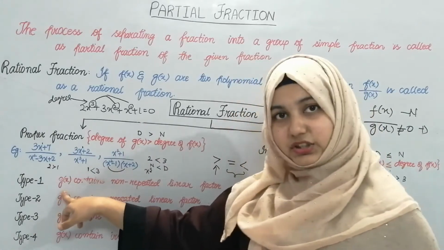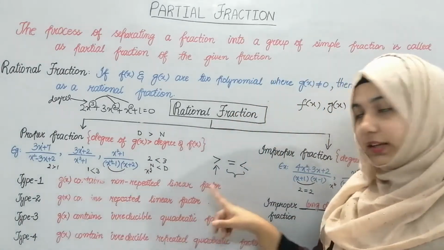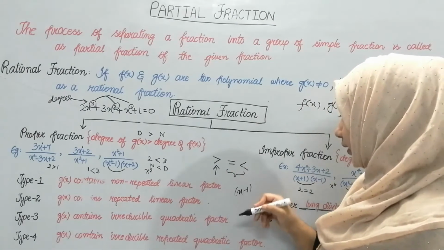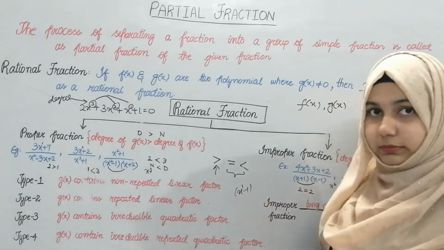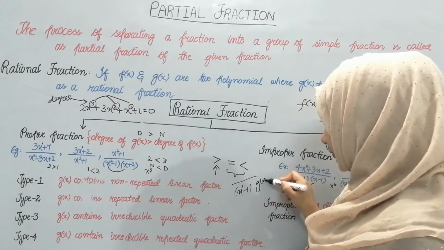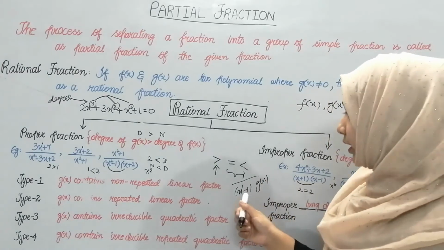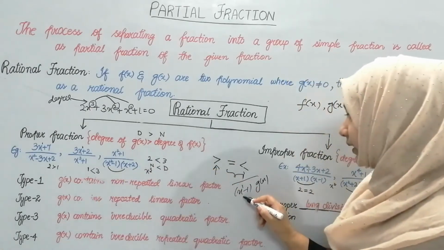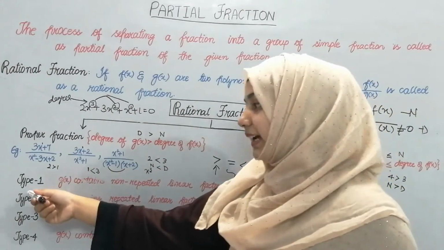If the denominator, that is g of x, contains a non-repeated linear factor, okay? Suppose I've got a simple factor, x minus 1. It is linear, it is not quadratic, the power here is 1, it is linear and it is simple. So if the denominator is simple and linear and not repeating, here x minus 1 is the only term, it is not repeating, such a question falls under type 1.